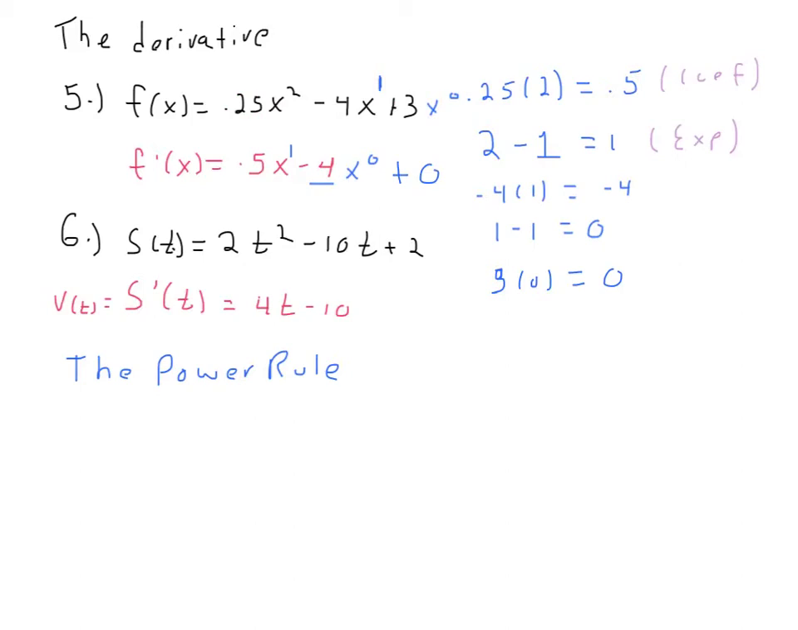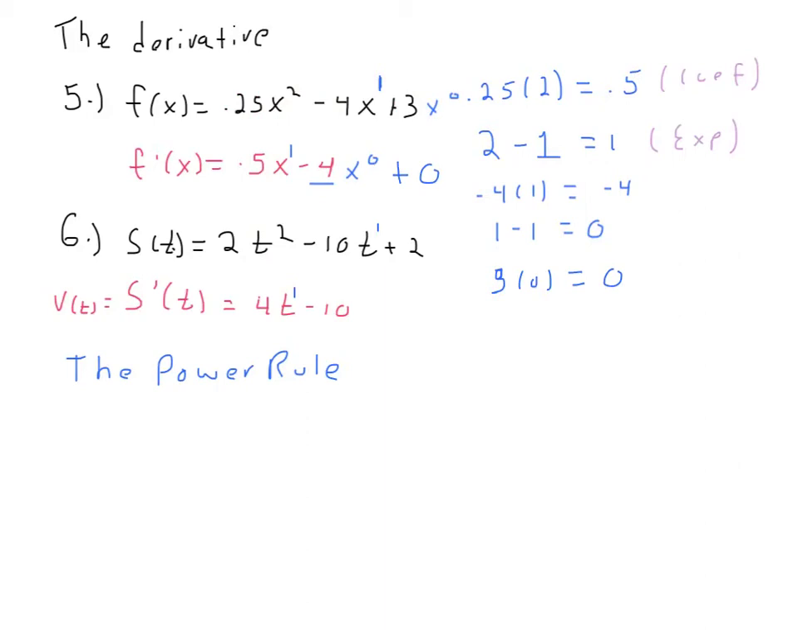Let's look at that second one. Exponent 2 times coefficient 2 gives us 4. 2 minus 1 gives us this exponent 1. And then if this had an exponent of 1, 1 times negative 10 gives us negative 10. And that's going to go away because 1 minus 1 is just t to the 0.